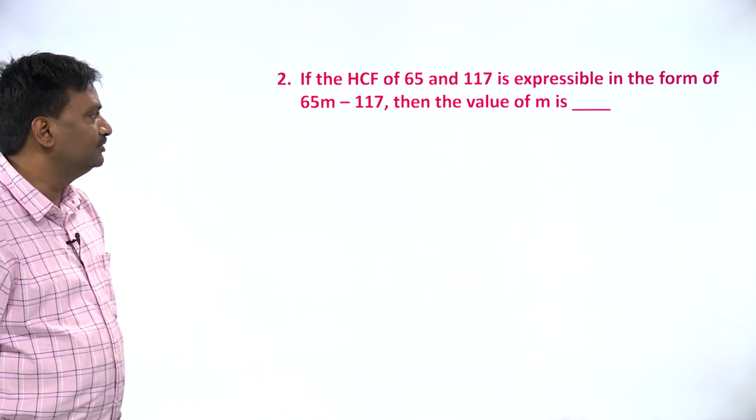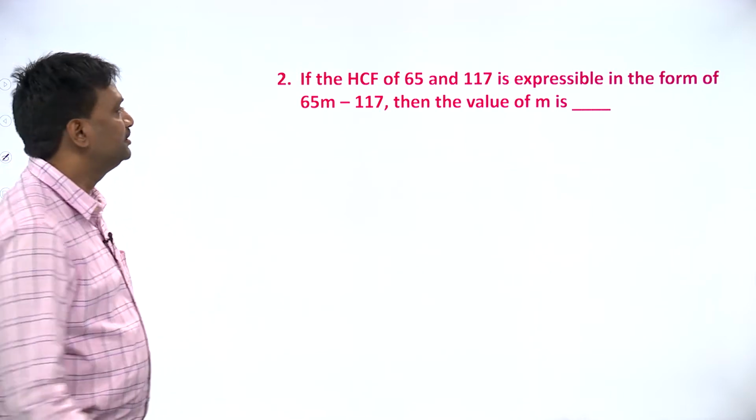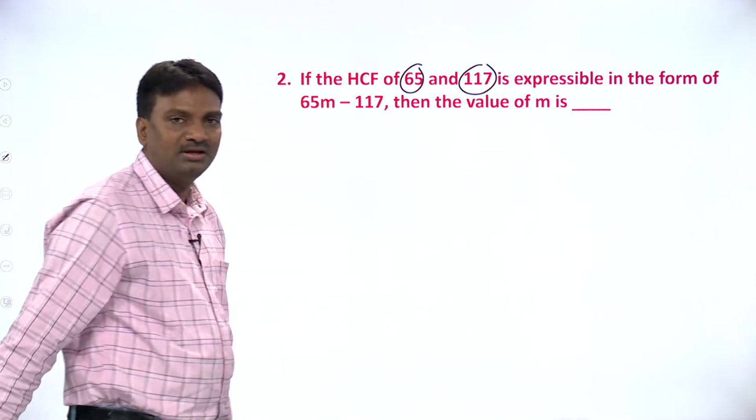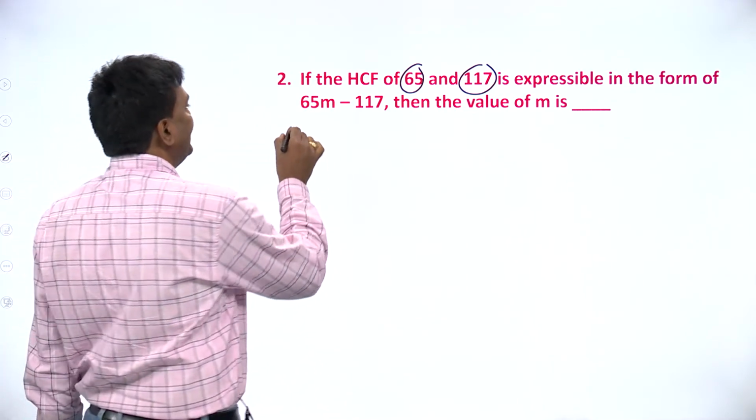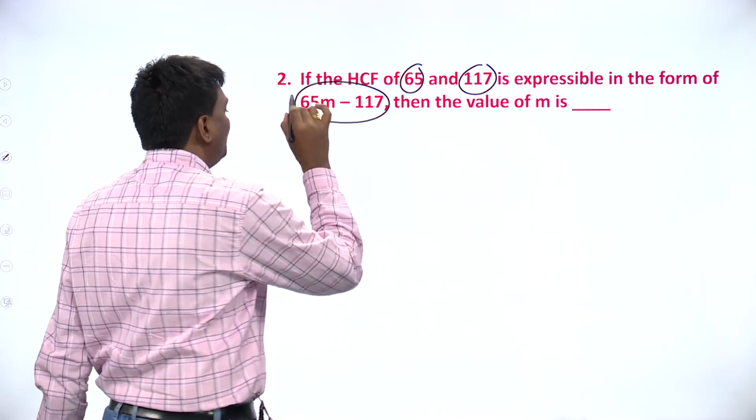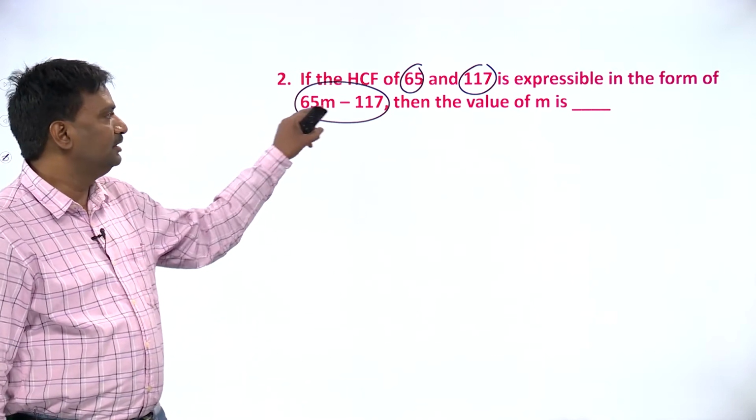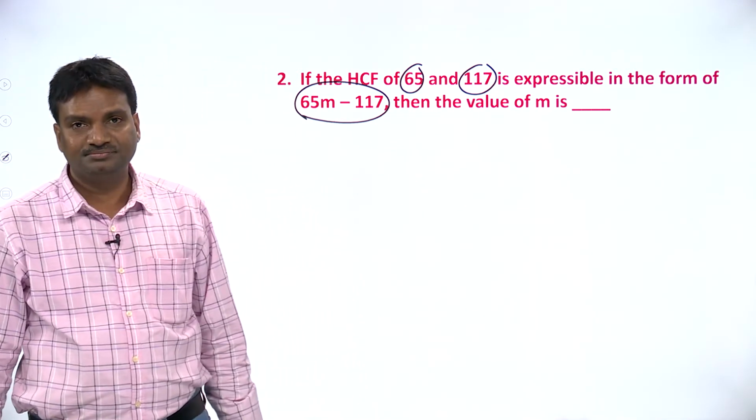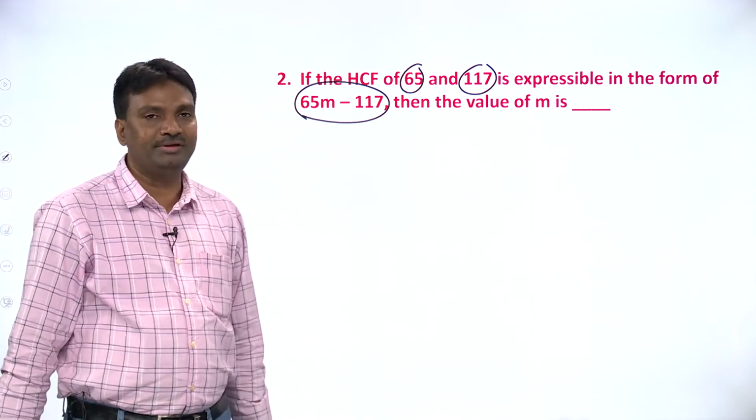The HCF of 65 and 117 is expressible in the form of 65m minus 117. Here two numbers are given, 65 and 117, and the HCF of those two numbers is expressed in the form 65m minus 117, then the value of m is. Here we have to find the value of m.